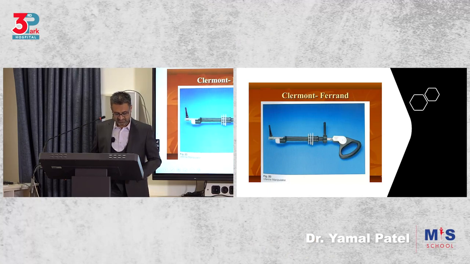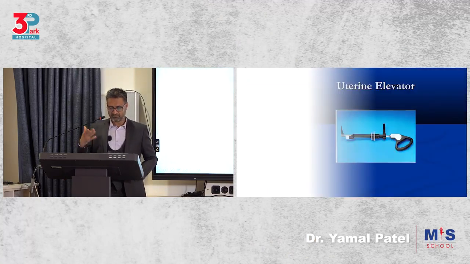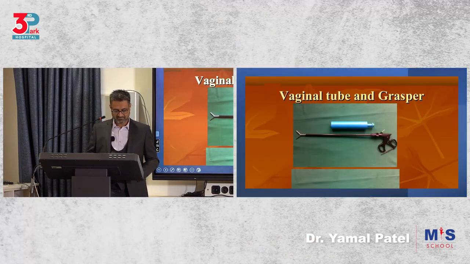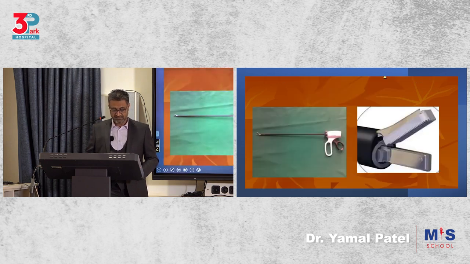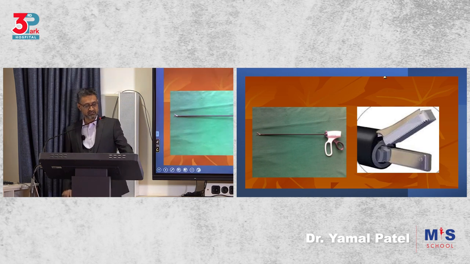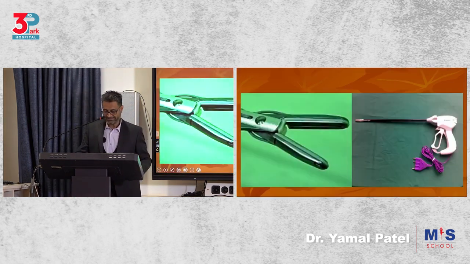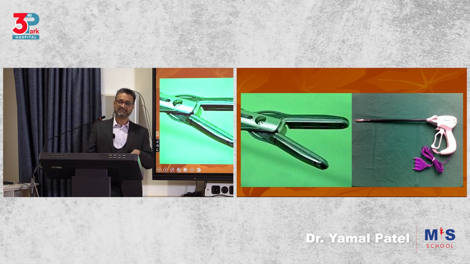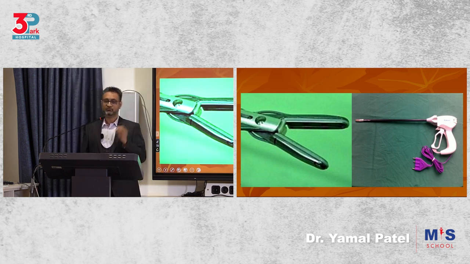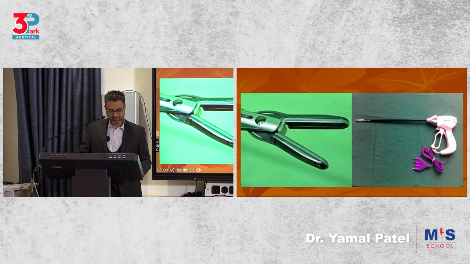We have elevators, different types. This is Clermont-Ferrand, and then so many other types. We have these ultrasonic shears. You must have gone through them. Then you have the advanced bipolar, like the LigaSure. We have Thunderbeat, which is a combination of both. So you may need to at least know them, because someday you may need to use them.